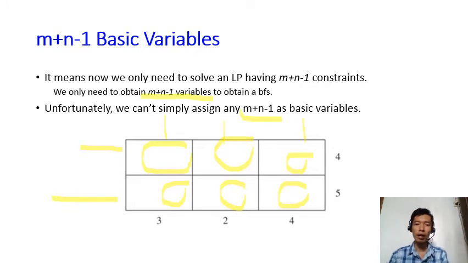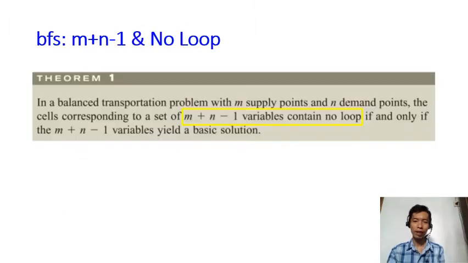So let's see what the other requirement is, other than the number of basic variables being m plus n minus 1. Apparently, in order to have a basic feasible solution in a balanced transportation problem, we need to have not only m plus n minus 1 basic variables, but we also need to make sure that it contains no loop. So what is this loop? Well, we're going to see it very soon in the next slide.